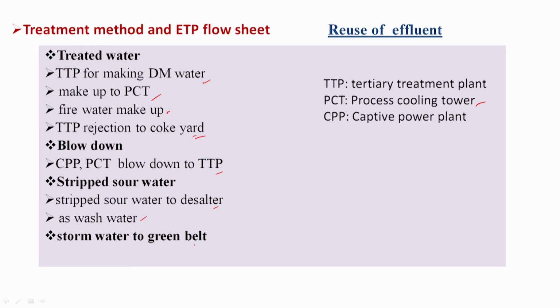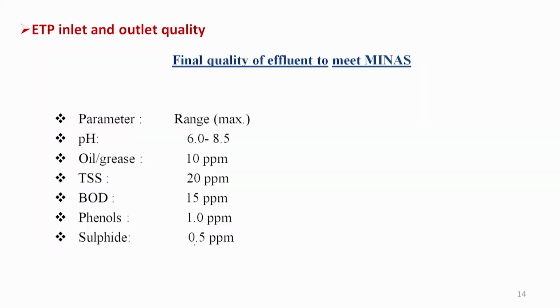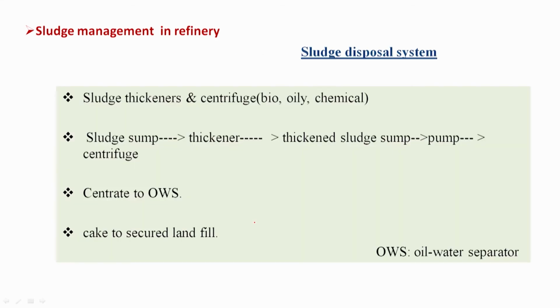So, these are the different reuse applications of the effluent, and the final quality of effluent to meet minimum standard. That is your pH 6 to 8.5, oil and grease 10 ppm, TSS 20 ppm, BOD 15 ppm, phenols 1 ppm and sulphide 0.5 ppm. Now, we will see the sludge disposal.